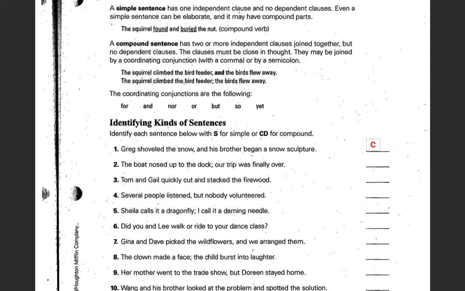I'm gonna type CD. Number two, the boat nosed up to the dock; our trip was finally over. It's very obvious that this sentence is also a compound sentence because it's divided into two clauses. The first clause is the boat nosed up to the dock, and the second clause is our trip was finally over, and I have a semicolon here to join the two clauses.